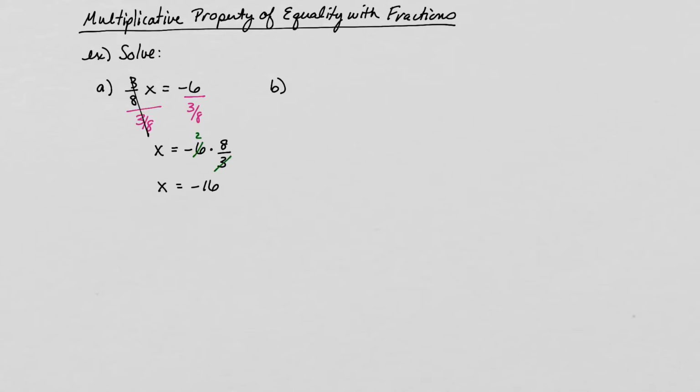So let's try another one. So here's a good example. Maybe -10/7 equals 2x. So again, here's my x. It's being multiplied by the 2. I want to get the x all by itself, so I'm going to do the opposite of the multiplication, and the opposite of multiplication is division. Whatever I do to one side, I have to do to the other.